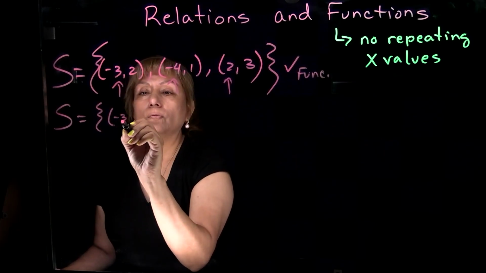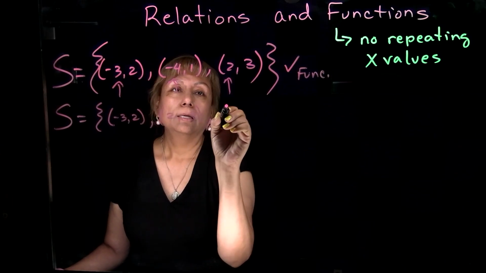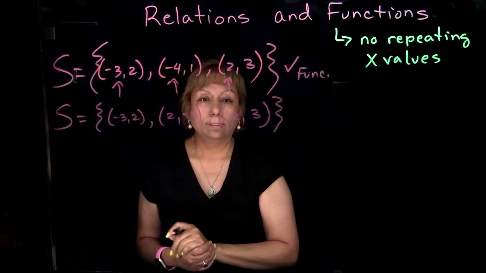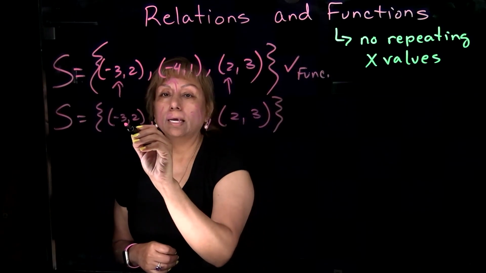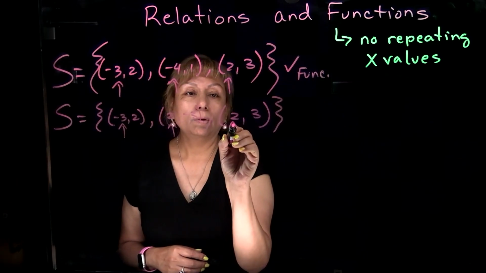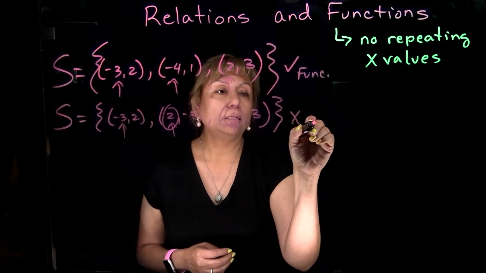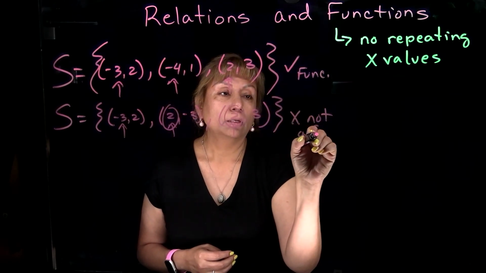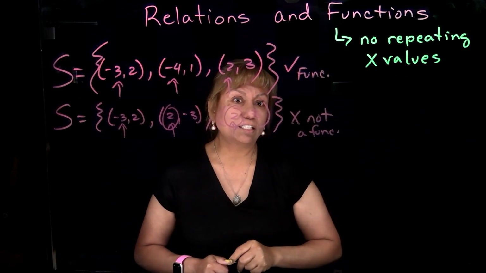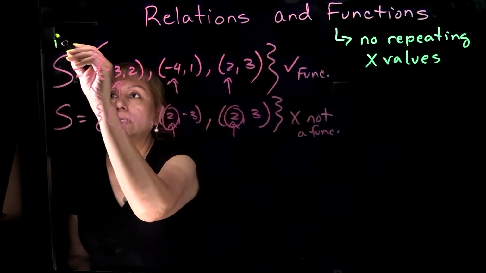Now let's look at another set of ordered pairs. We'll use -3, 2 again. We'll use 2, -3, and then we'll use 2, 3. Close the set. Now here I have a -3. Okay, I have a 2, does not repeat. Uh-oh, I have another 2. These two x's repeat, so this would be not a function. So that's how we use sets of ordered pairs to see if we have a function. You look at the x values.